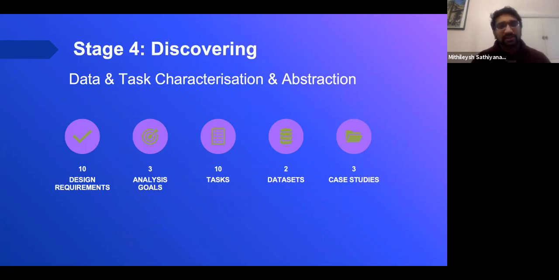So based on the challenges and based on the interviews we conducted with the healthcare professionals, we identified 10 design requirements. I'm not able to expose all the design requirements and analysis goals due to the NDA that we have signed. So that's the reason I'm not able to expose those requirements and analysis goals. But of course, maybe in the next presentations, I'll be happy to discuss in much more detail. At a high level, I just want to share the idea. We captured 10 design requirements, followed by 3 analysis goals.